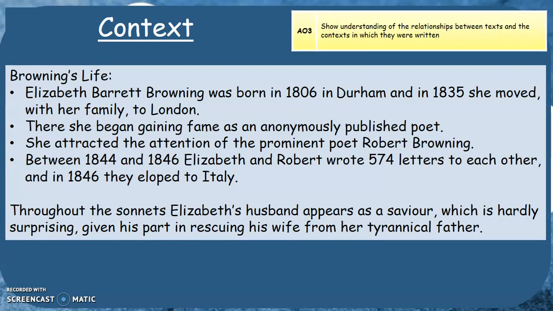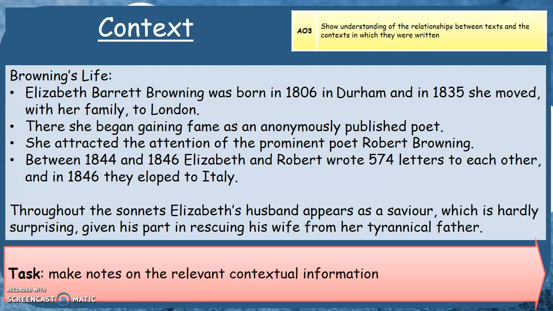A little bit more context. Some context about Browning's life. This last little bit I want to draw your attention to. Elizabeth's husband, so Elizabeth Barrett Browning's husband, appears as a saviour. He saves her from her tyrannical father. So father's a bit of a tyrant. He wasn't a nice man, and Browning saves her.